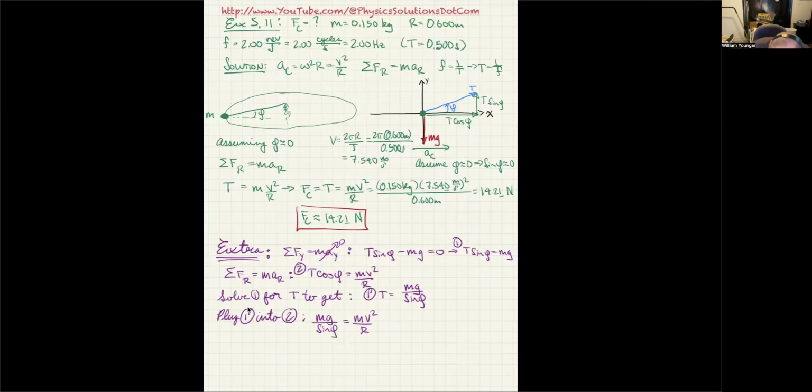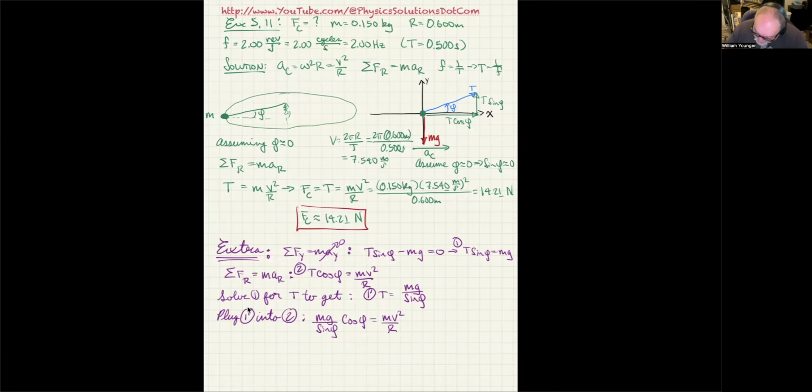Oops, left off something. Hold on a second. I was looking right at it. I don't know why I left it off. So I just replaced the T in T cosine phi with mg over sine phi. Now I've still got to multiply by the cosine phi, and I was looking right at it and then didn't do it. But here it is, cosine phi right there. That's equal to m v squared over r.